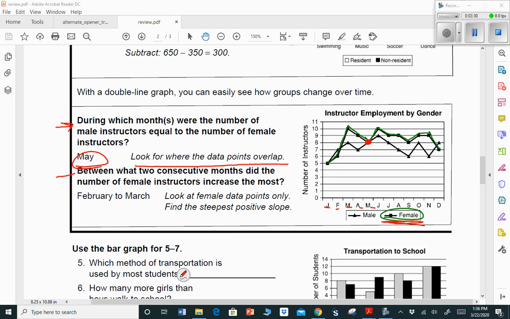The other question says between what two consecutive, that means 2 months in a row, consecutive months, did the number of female instructors increase the most? So we're looking at the female data points, which are green with the rectangles, and find the steepest possible slope, which is this one right here, and that goes from February to March. So February to March would be the answer there.